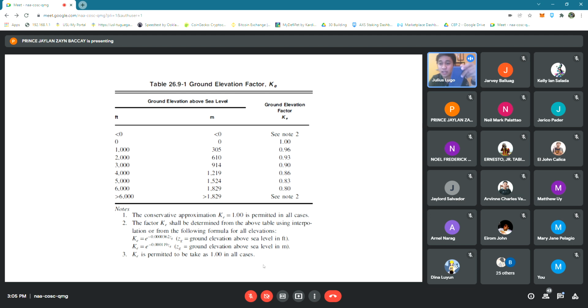So, you know how to do interpolation. Okay. So that is the value of our KE in this case. Okay? So, later on, that will be part of your quiz. So, you need to get the value of your KE based on this table. But our references are open.